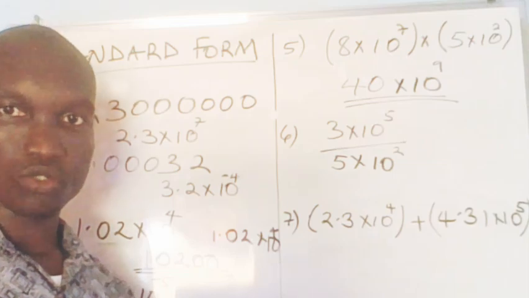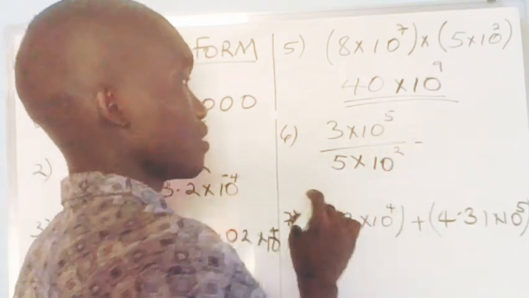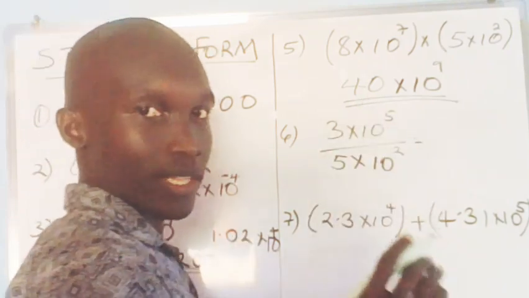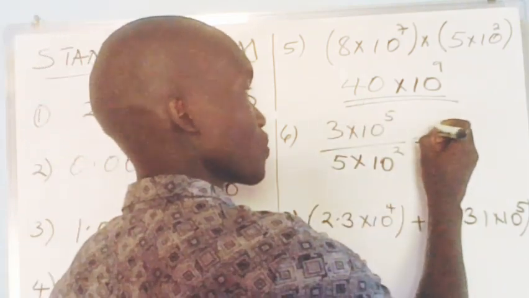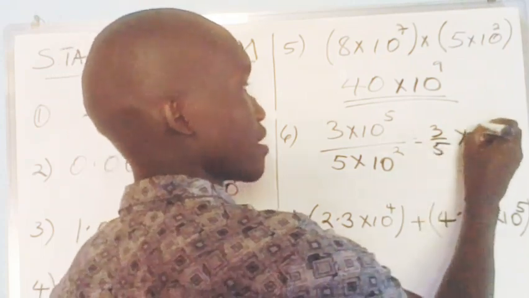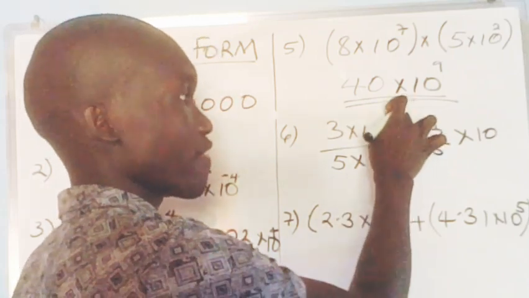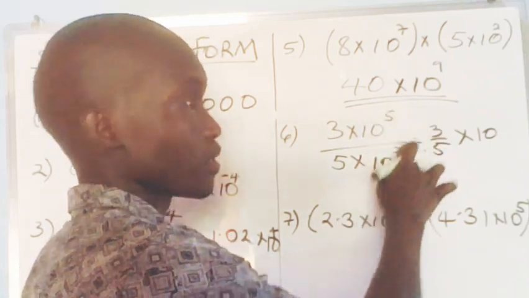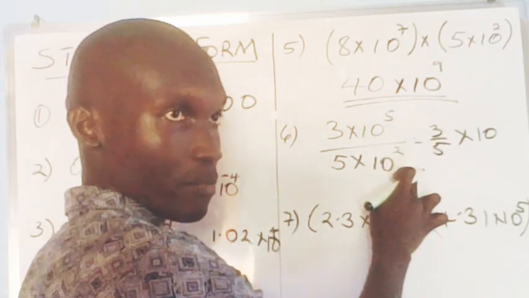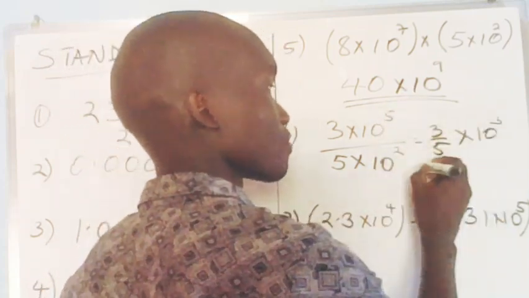Now with division, we're going to subtract the powers. So let's look at this number. 3 over 5, we handle the whole numbers just the way they are. So in this case, we are going to have 3 over 5 times 10. Now the powers we're going to subtract. So we're going to have 5 minus 2. We subtract the lower power from the upper one. So 5 minus 2, that will be 3.